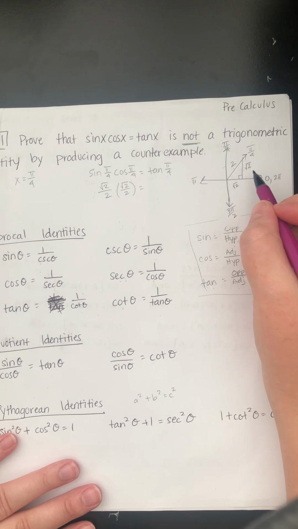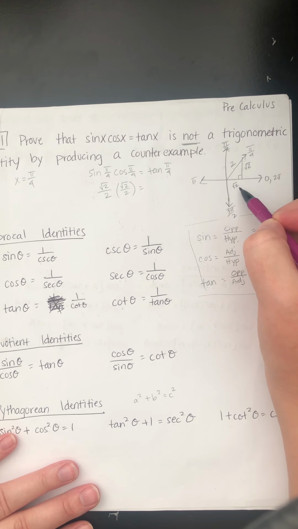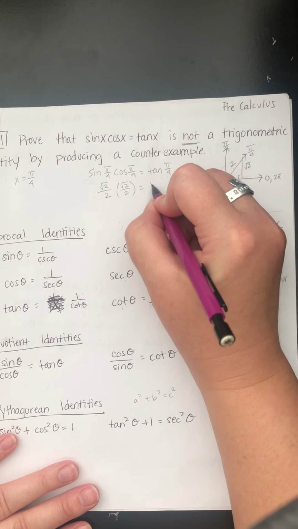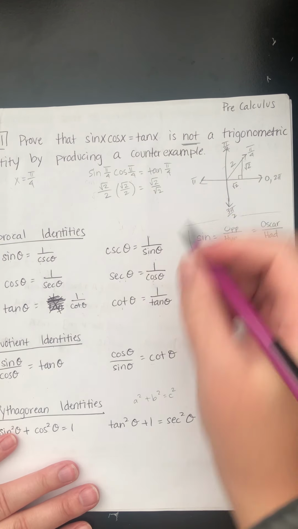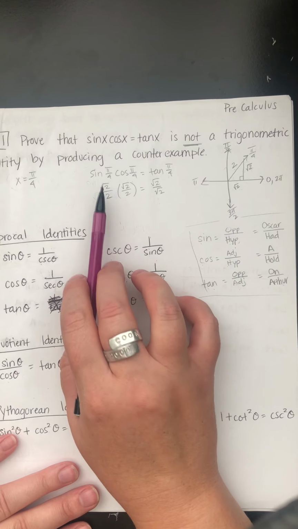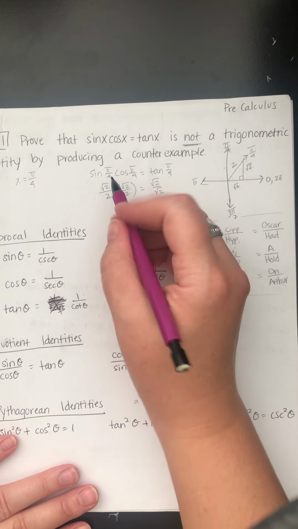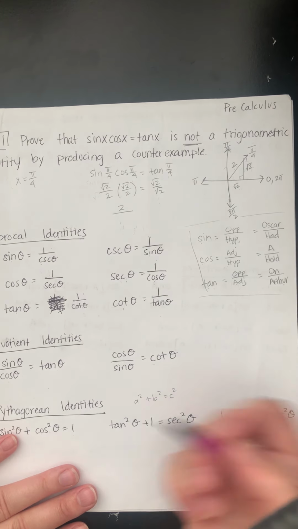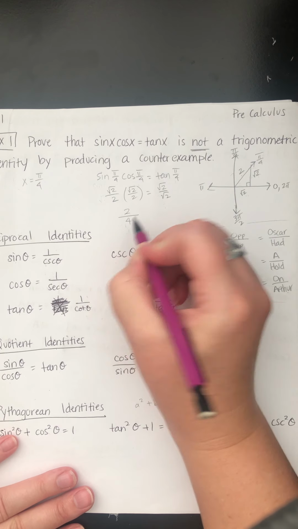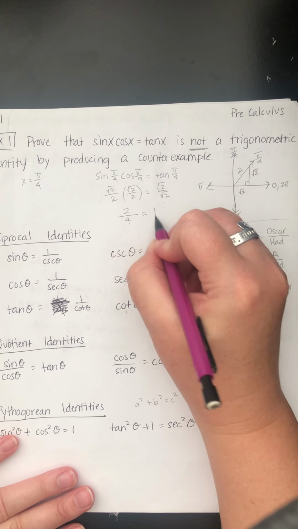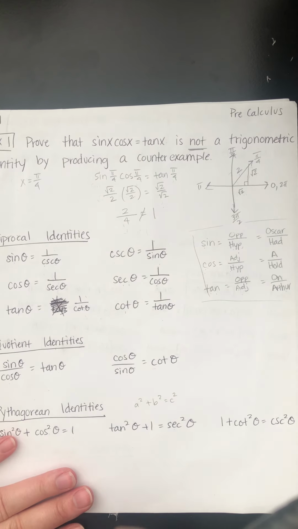Tangent is opposite over adjacent. It's the same thing as sine over cosine. So square root of 2 over square root of 2. Okay, multiply these together. Square root of 2 times square root of 2 is just 2, square root of 4, which is 2. 2 times 2 is 4. These cancel and become 1. This is not the same.